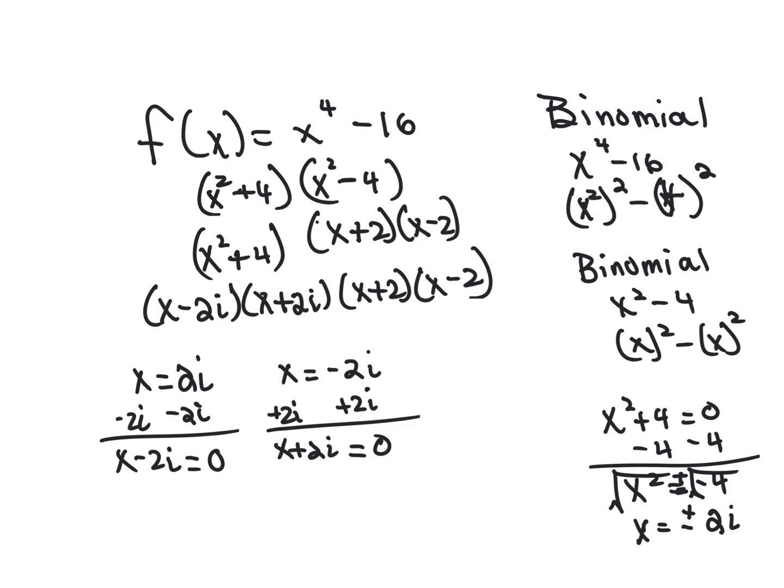So what we have to do is factor the binomial that's a difference of squares, and then the factor that is left, x squared plus 4, we have to solve to find out what x is equal to and work backwards to get the factors. So this would be x minus 2i times x plus 2i times x plus 2 times x minus 2.